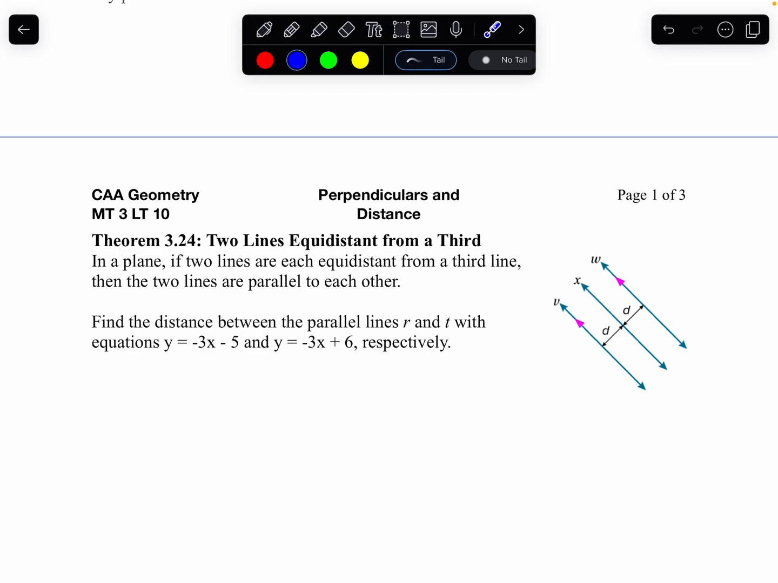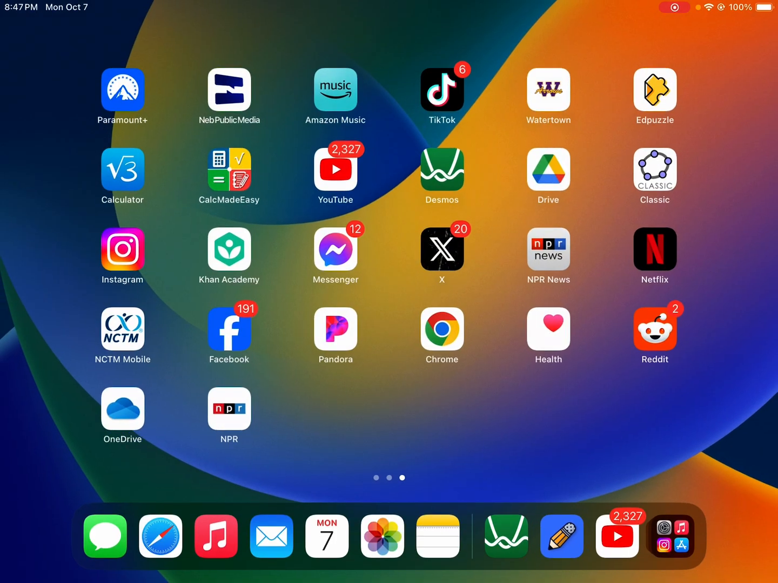Now, let's take a look. How do you find the distance between two parallel lines? We just have to add an extra step in here that we'll talk about in a second. So I've got y equals negative 3x minus 5, and y equals negative 3x plus 6. First off, let's visualize this. Let's graph both of these in Desmos.